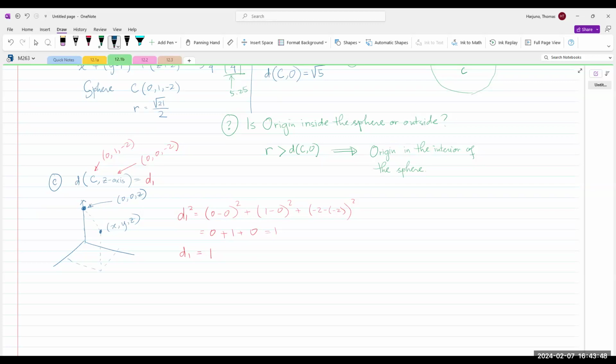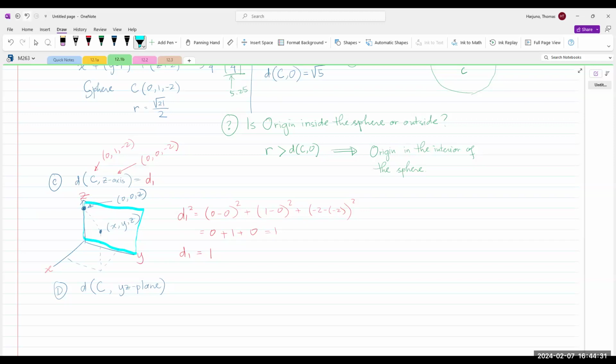How about the distance from the center of the sphere, basically from a point, to, let's say, the yz plane? If you picture this, the yz plane is this guy here. This is the x-axis, this is the y-axis, this is the z-axis. The yz plane is this plane here. This one.